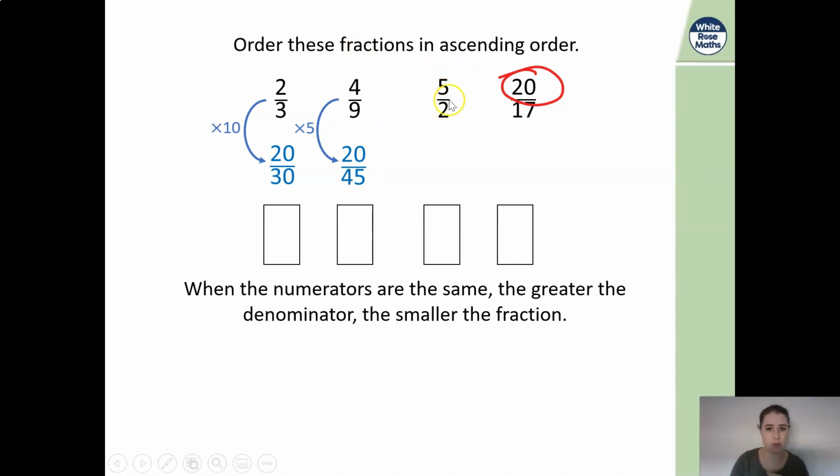Moving on to my next fraction, again I'm still looking at my numerator because that's the one we're trying to match. How do I get from 5 to 20?